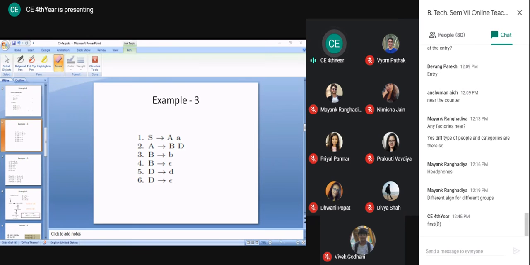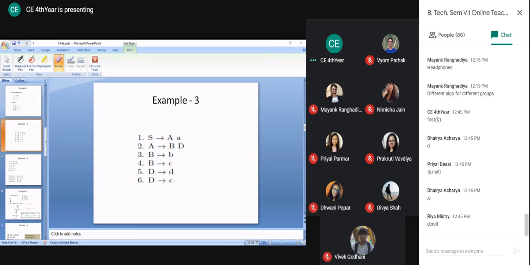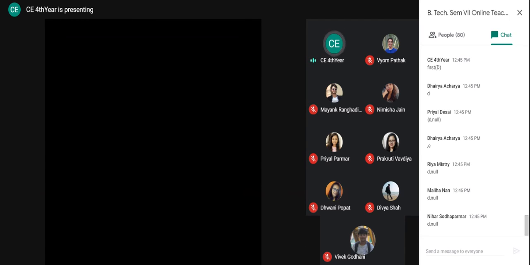Can you tell what will be in the first of D? Yes, your answer. For the first of D, we have two things, D and null. It is D and null. It is the correct answer.